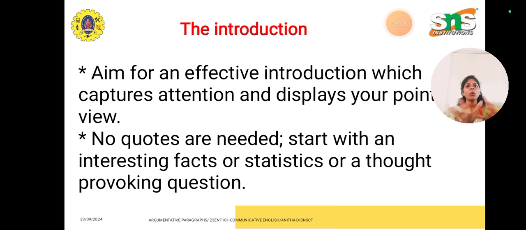And I hope the introduction, aim for an effective introduction which captures attention and displays your point. The reader should be interested in what you are trying to tell. No quotes are needed. Start with an interesting fact, such as statistics, or a thought-provoking question. So I hope you people are very clear about the introduction.